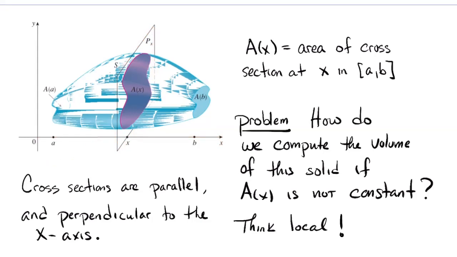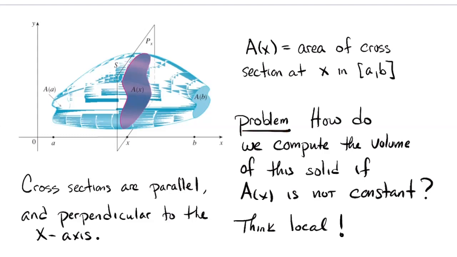And that region has some area, and you can see in this picture that the area varies depending on x. If we sliced this thing over here, this region doesn't have the same area as the one drawn in purple. Here the author is showing us the slice at the very end where x is equal to b. It's smaller than the purple area. So the area of the cross-section depends on x. I'm just using function notation: I'm going to write A of x to denote the area of the cross-section at x. The cross-sections are parallel and perpendicular to that x-axis. And so the main problem is, how would we compute the volume of that solid if A of x isn't a constant?